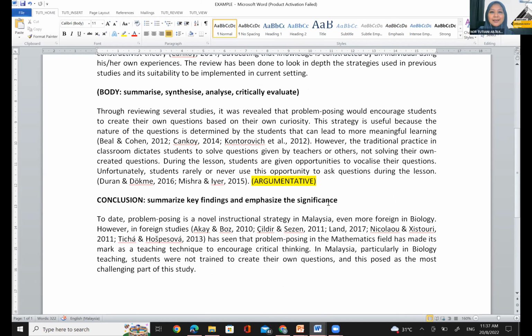Okay, the conclusion. Ini menjawab terus soalan sahabat kita yang macam mana nak establish the gap. Okay? Dalam conclusion, kita kena summarize the key findings and also justify kita punya research. So dekat sinilah kita akan come across the gap tu tadi. Okay, to date, katalah ada 3-4 paragraf lah untuk body. Saya buat ni untuk contoh je. To date, problem posing is a novel instructional strategy in Malaysia, even more foreign in biology. Maksudnya kita nak cakap, masih lagi di peringkat baru lagi di Malaysia dan dia semakin asing lah dalam biology subject.